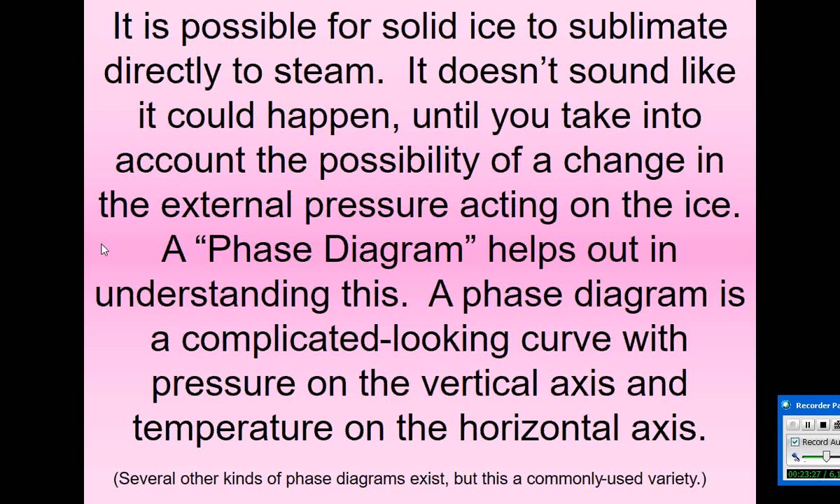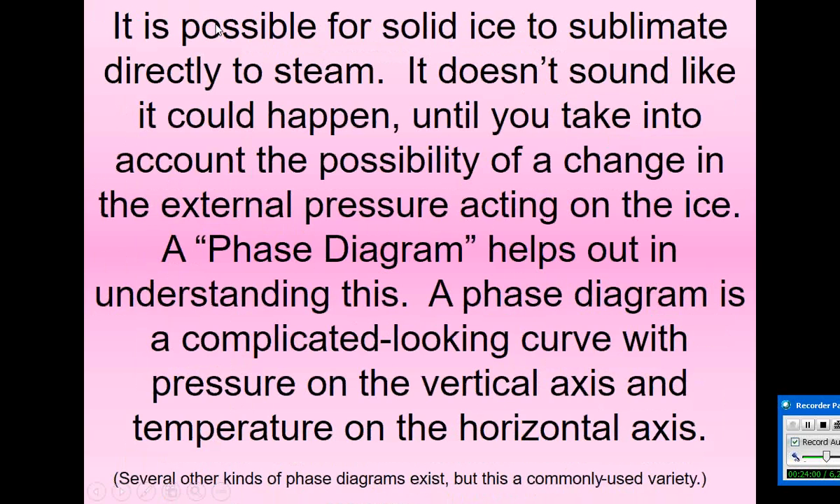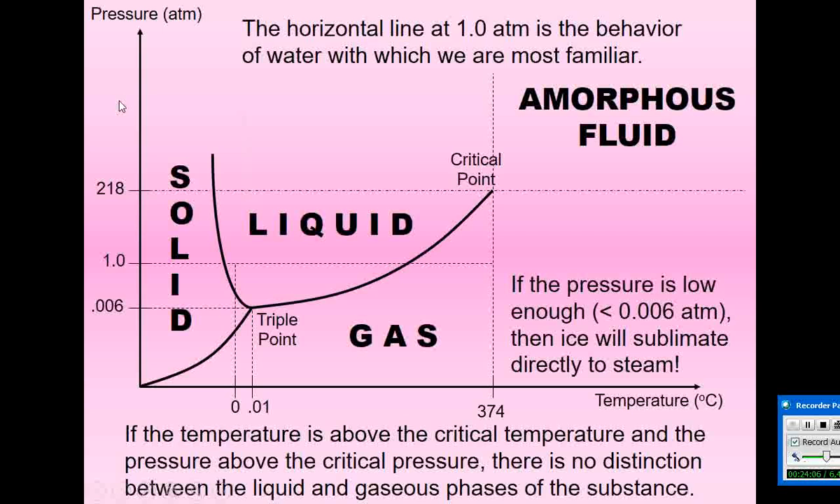But what are the conditions? It certainly doesn't happen in regular atmospheric conditions. To understand the behavior of a substance and its phase changes in situations where the pressure can be wildly different, where the temperature can be wildly different than what we're used to, we have something called a phase diagram. A phase diagram has pressure on the vertical axis and temperature on the horizontal axis, and it can be a rather confusing set of curves. Let's take a look at an approximation of the phase diagram for water.